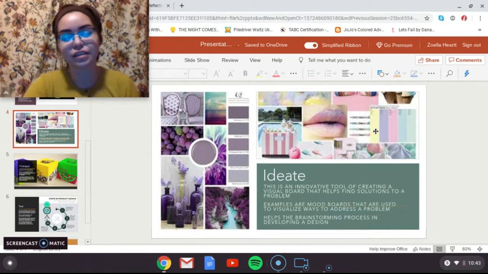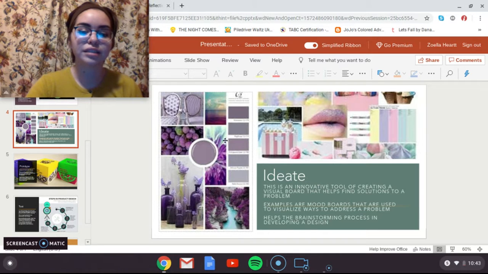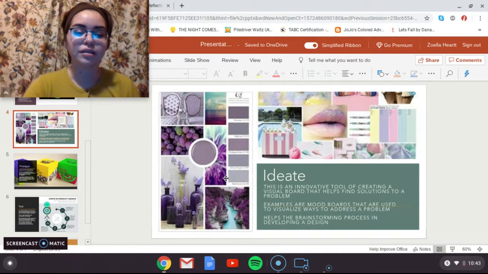This uses different shades of pastels. The image is kind of cropped, but there's a lot of different objects or things. You see a pair of lips that have the purple and pink pastels, and this is different shades of purple being used. So you could see that there's a whole mood board for these two color schemes.